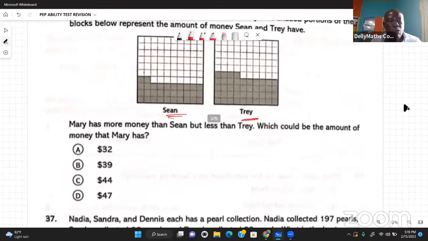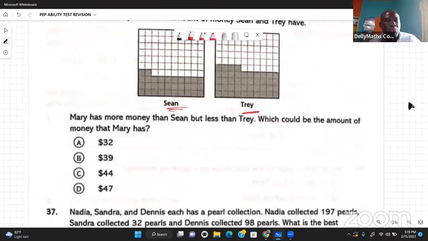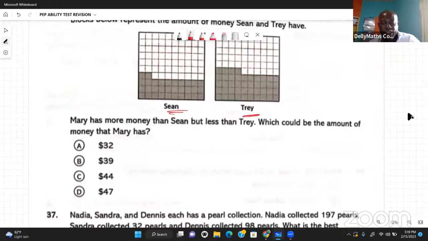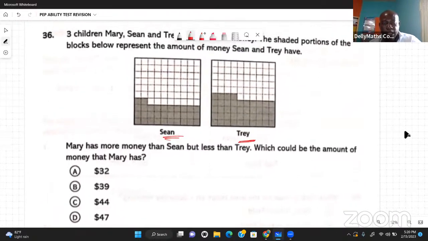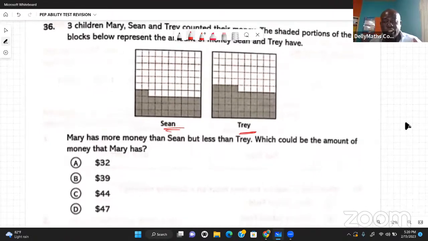All right, so it says now Mary has more money than Sean, but less than Trey. So Mary now, which is not here, has more money than Sean, but less than Trey. No problem. Which could be the amount of money Mary has? Remember, Mary has more than Sean, less than Trey. So you want to count up to see how much money these persons have first.